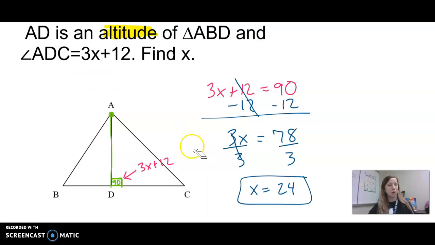So the only thing you really need to know about altitudes is that they form a right angle because they are perpendicular to the opposite side of the triangle.